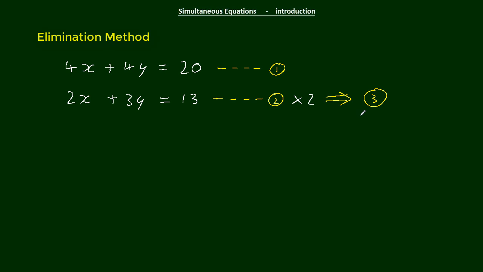Equation 3. Okay, 2 times 2x, 4x. 2 times 3y, 6y. 2 13s, 26. And that's our equation 3. Now take equation 1 from equation 3. And now we write equation 1 underneath.